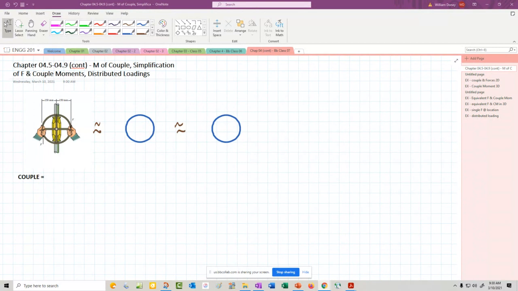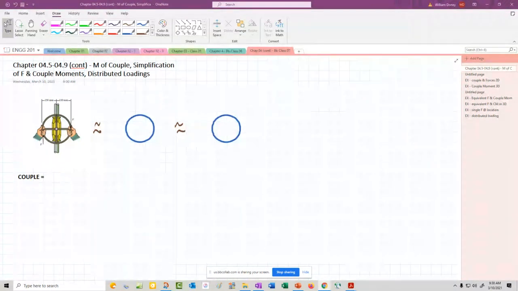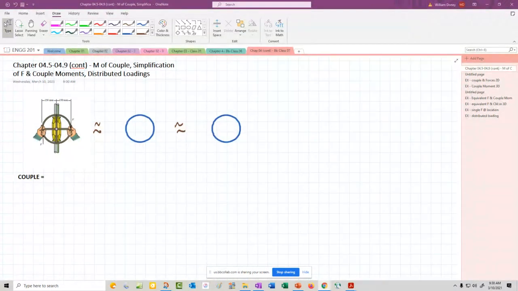We're continuing in Chapter 4. My plan is to finish up Chapter 4 today, and then next week finish up Chapter 5, which really isn't anything new. Sort of pulling a bunch of stuff together. And then the following week we have our next exam. So we are working towards that.